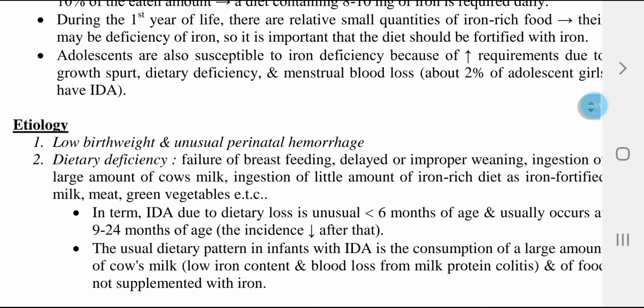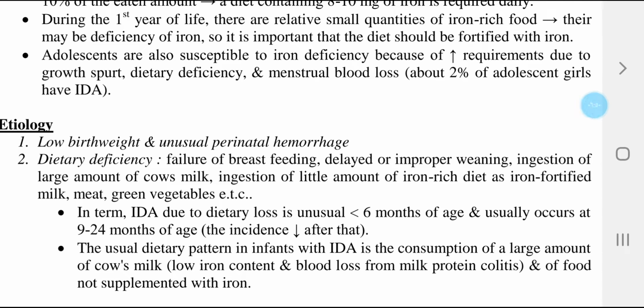Etiology of iron deficiency anemia. First, low birth weight and unusual perinatal hemorrhage. Second, dietary deficiency: failure of breastfeeding, delayed or improper weaning, ingestion of large amounts of cow's milk, ingestion of little amount of iron-rich diet such as iron-fortified milk, meat, green vegetables, etc.